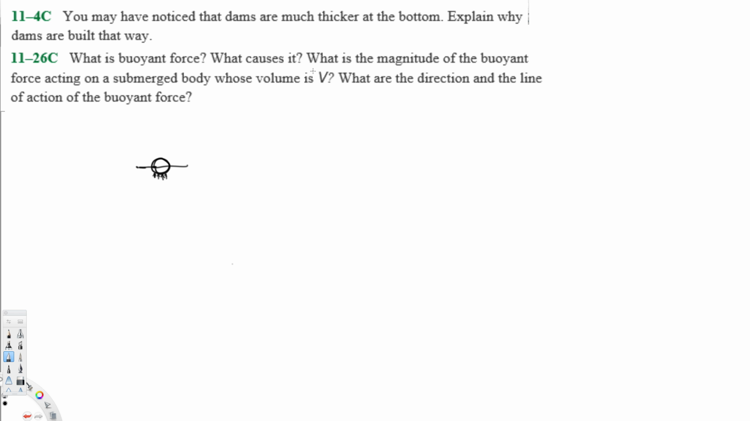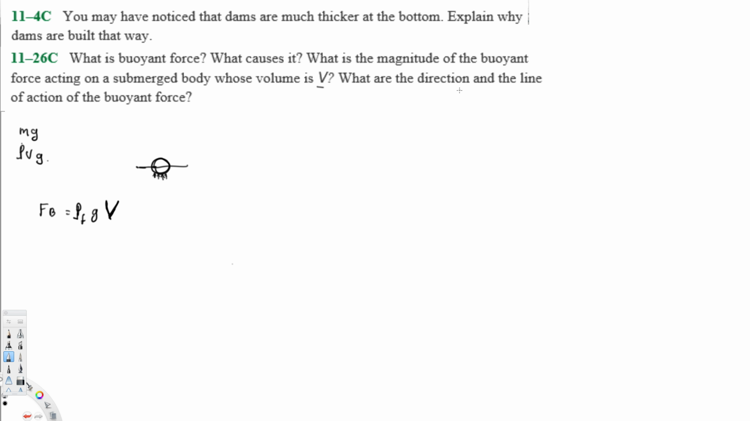And then the next question is what is the magnitude of the buoyant force acting on a submerged body whose volume is V? So Fb is equal to rho gh. In this case, rho is the rho of the fluid, g times the height. Actually, I'm wrong. F is equal to mg, right? So m is equal to rho V, so this is rho Vg. I was putting in the pressure equation. So in this case, the buoyant force is rho g V. This V right here is the volume, rho of the fluid, g is the acceleration due to gravity, times this volume.